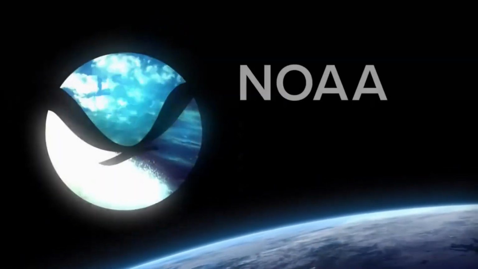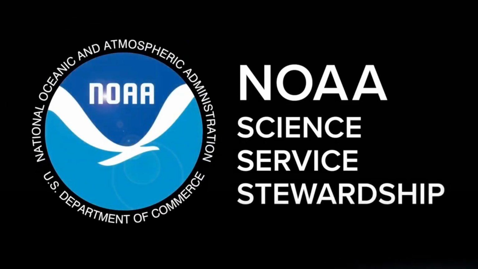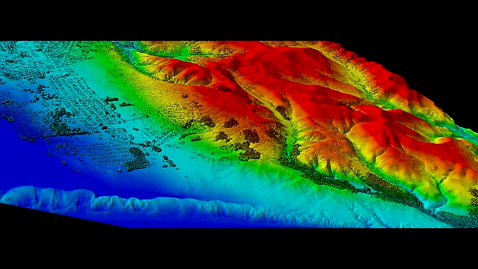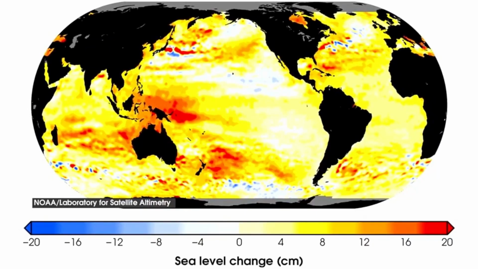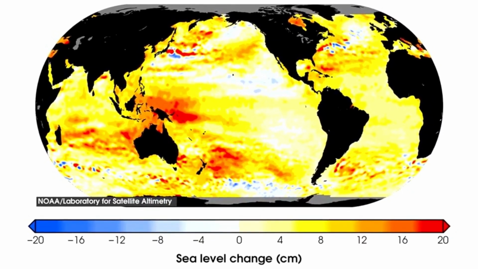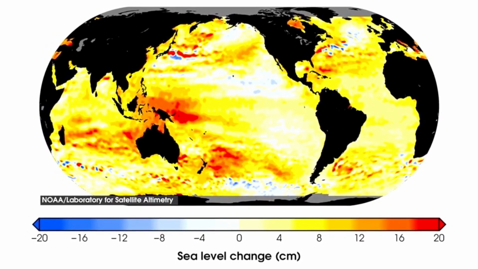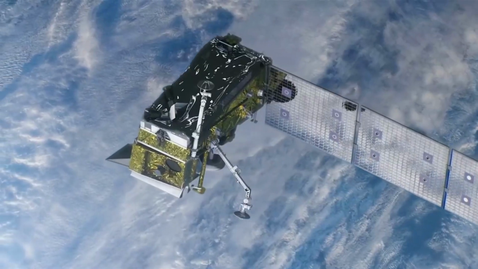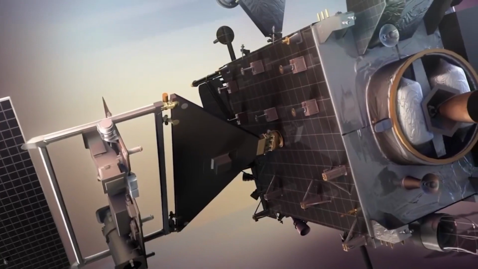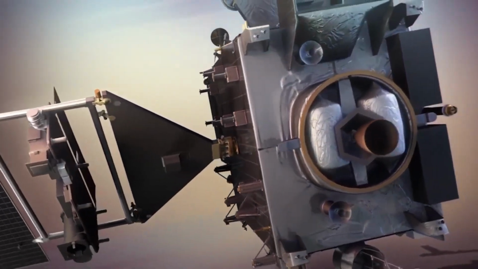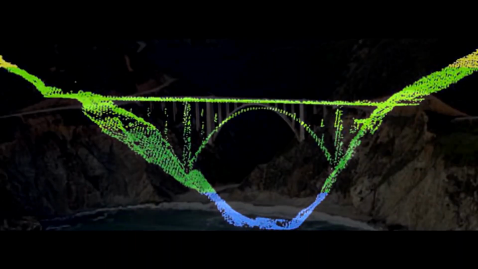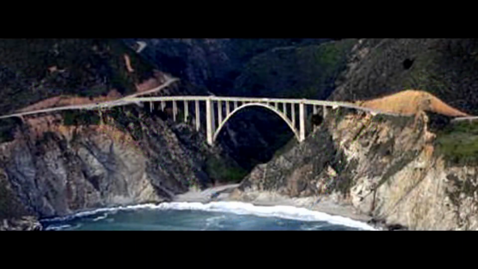NOAA, the National Oceanic and Atmospheric Administration, works to answer these questions and more. One way is by using a technique called remote sensing. Remote sensing is the science of obtaining information about an object or an area from a distance. Typically, NOAA uses sensors on board a satellite or aircraft to collect this information. These sensors can be passive or active. Passive sensors collect information about energy that is reflected or emitted from the Earth, like reflected sunlight.